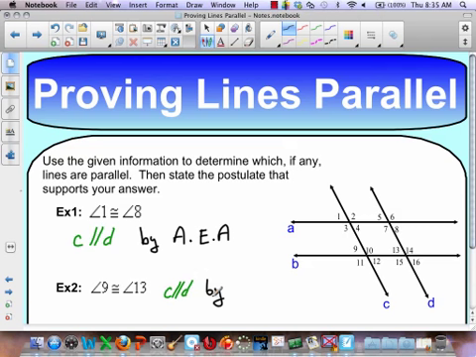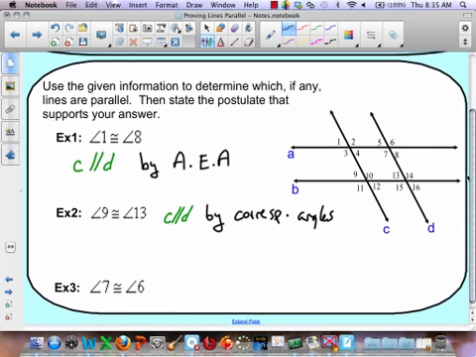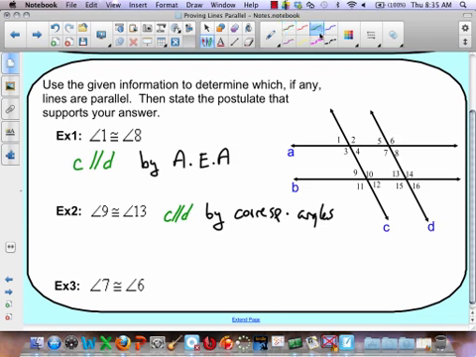So Ted, why is C parallel to D? By what angles? Type of angle. Corresponding, very good. Corresponding angles. And our last one, here we go, we're going to try this again. And our last one, 7 and 6. So, ZA, what about that? What two lines are parallel with 7 and 6?